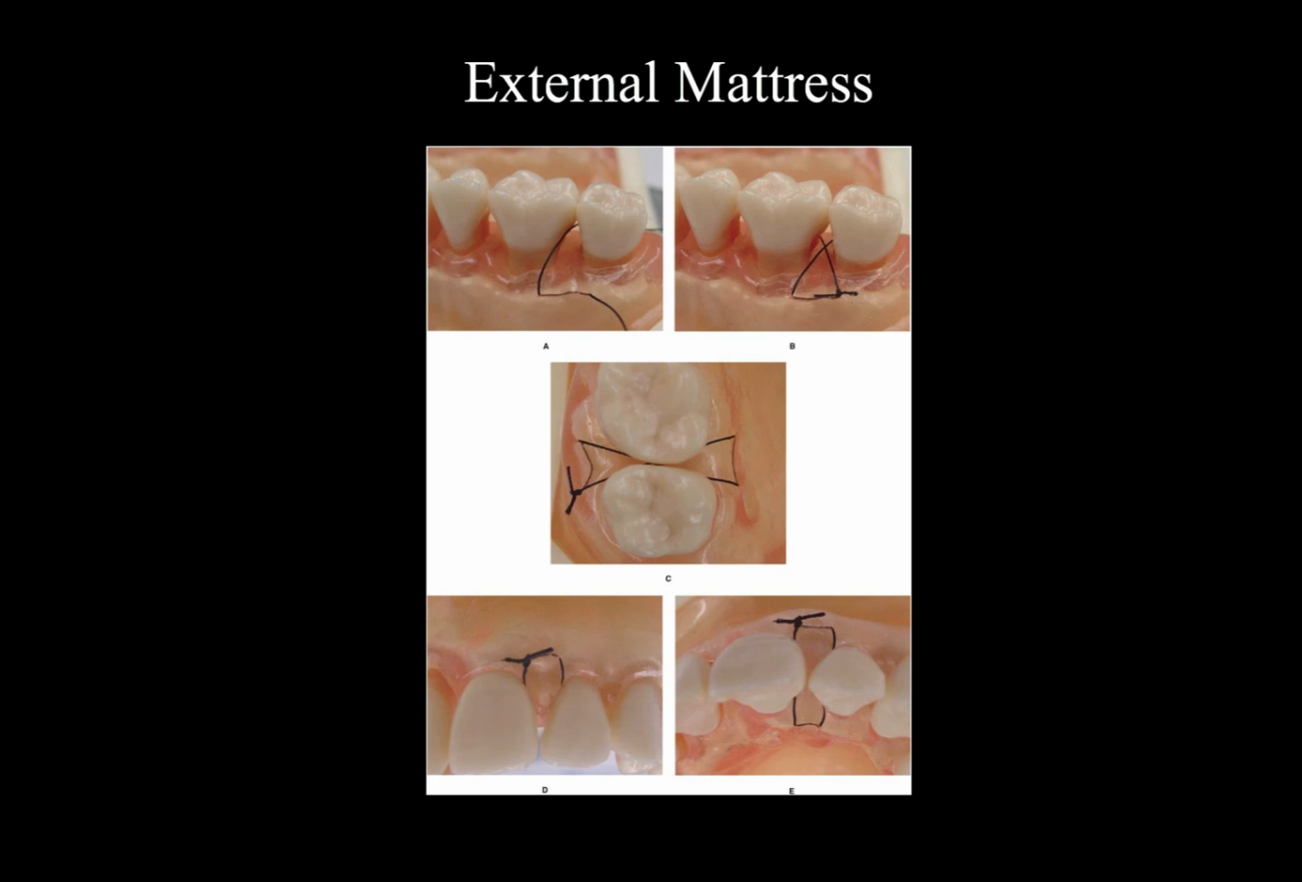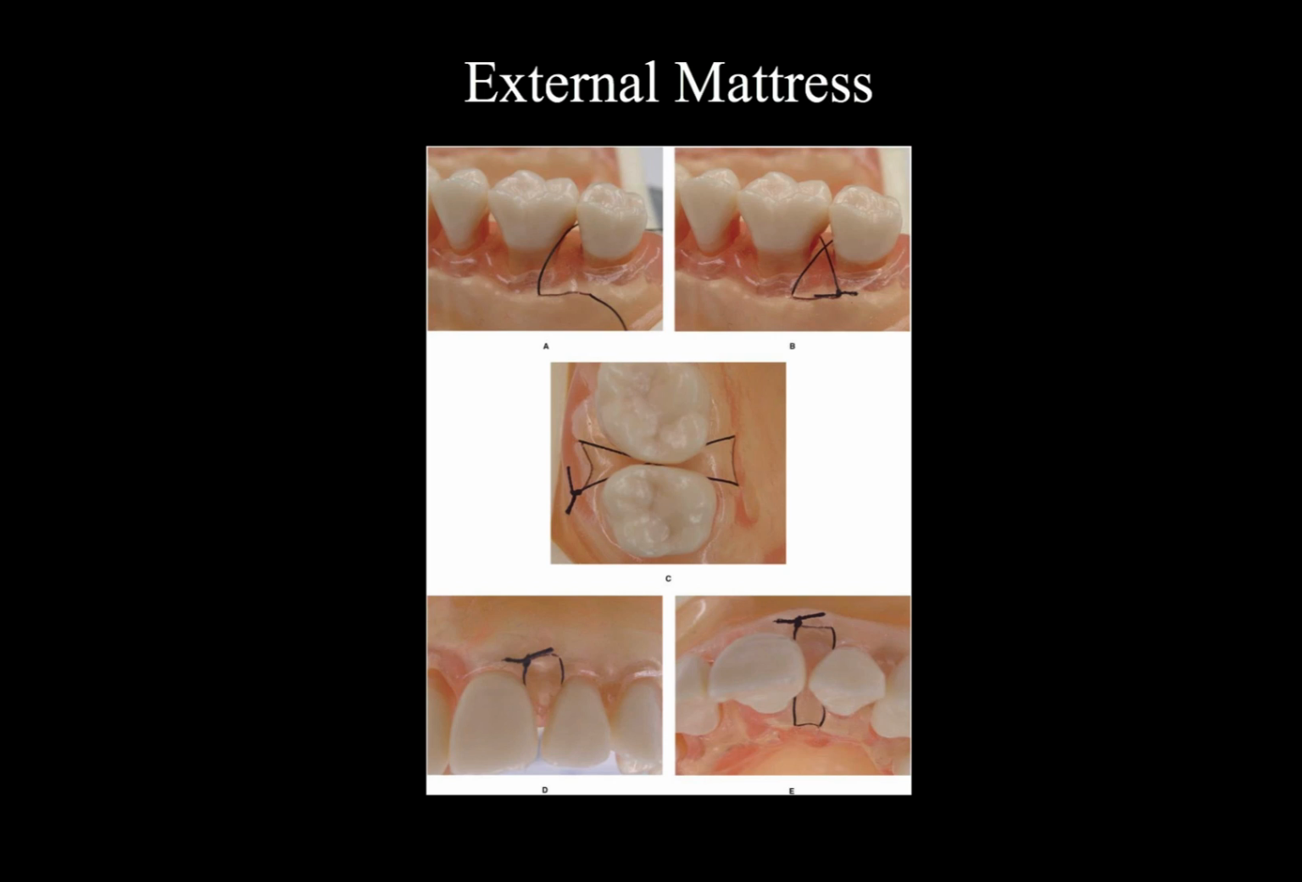Vertical mattress sutures are better suited for narrow interdental areas, whereas horizontal mattress sutures work well in broader interdental areas. The horizontal mattress suture is the technique you will commonly utilize when you perform site preservation, as it maintains not only stability of the flaps, but stability of the membrane that is placed as well.